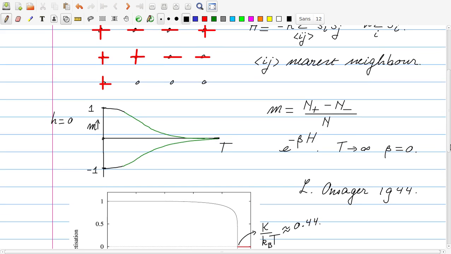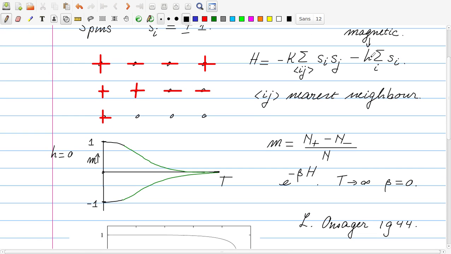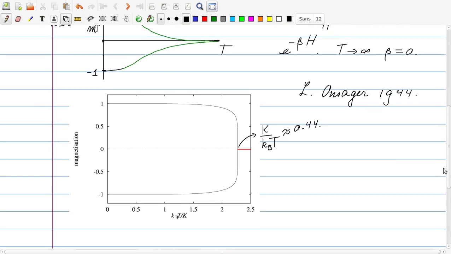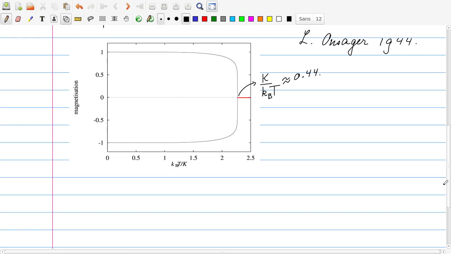So we see that the Hamiltonian only has one parameter once h is 0, and that's the parameter K. And you see that in the Boltzmann weight, this parameter only occurs together with 1 over k_B T. So it's always multiplied by beta. And that's why the behavior of the model does not depend really on K, but it depends on K and T together, but only through the combination beta times K, so K over k_B T. And that value at the phase transition is 0.44 and something.